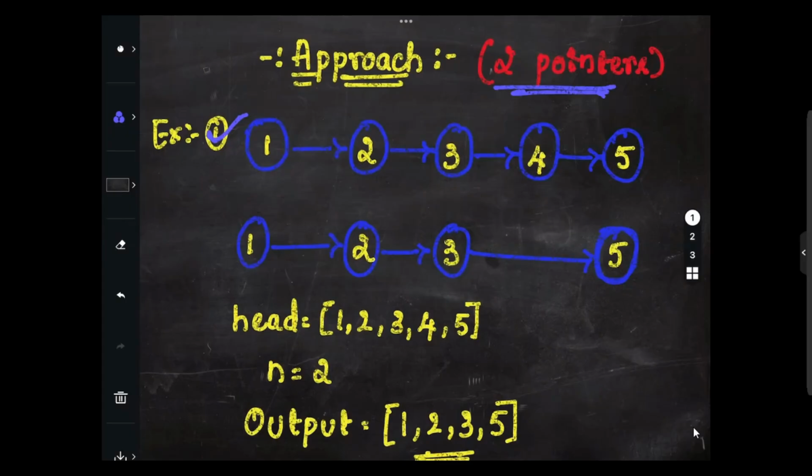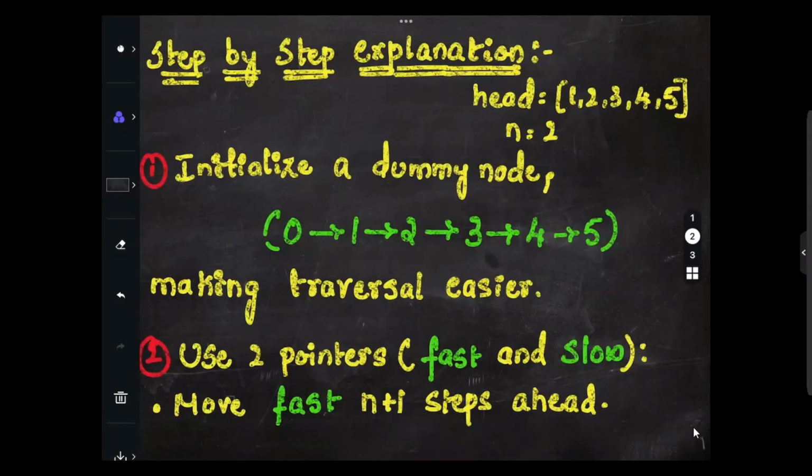So we need to remove the nth node from the end. This becomes 1, this becomes 2, then 3, 4, 5. So we have to remove 4 here in this case. When we remove 4, we get 1, 2, 3 and 5. That's what we need to return in the form of output. We know this one, right? So let's move on with the step-by-step execution.